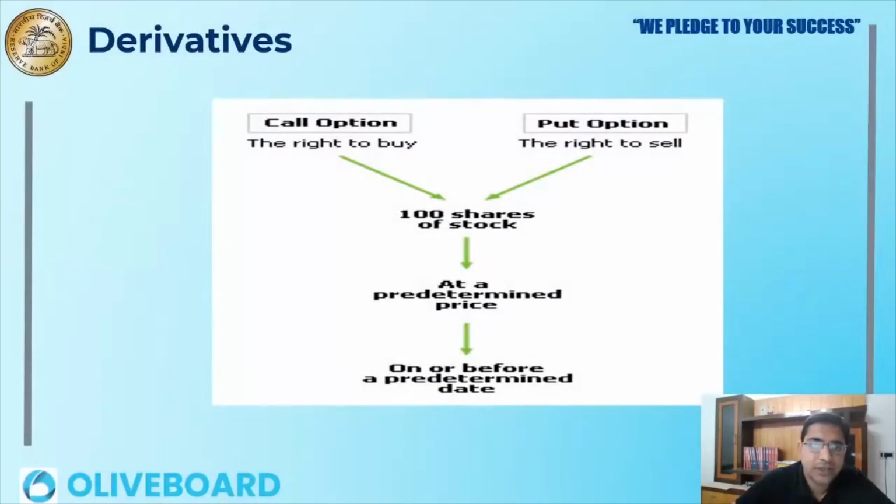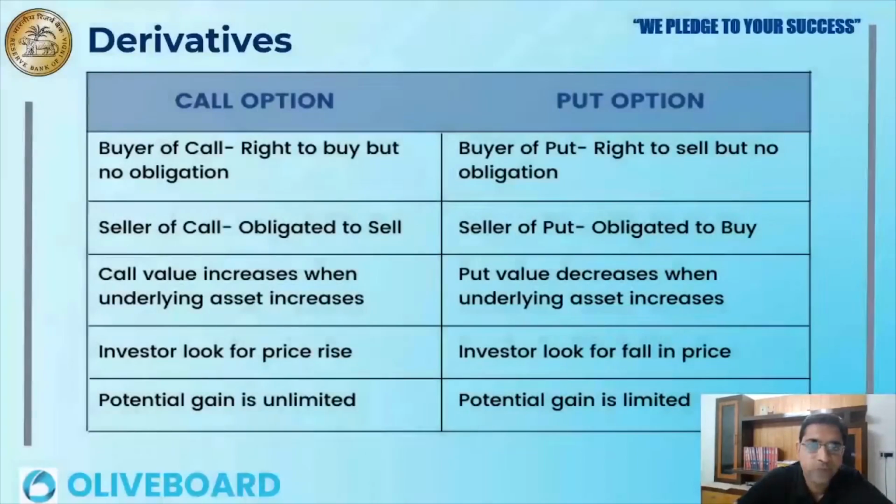So guys, in the call option we have a right to buy, in the put option we have a right to sell. These are the differences. If some buyer has a call option, that buyer has a right to buy but not an obligation. When the buyer has a put option, they have a right to sell but not an obligation. The seller is obligated to sell in a call option, and obligated to buy in a put option.